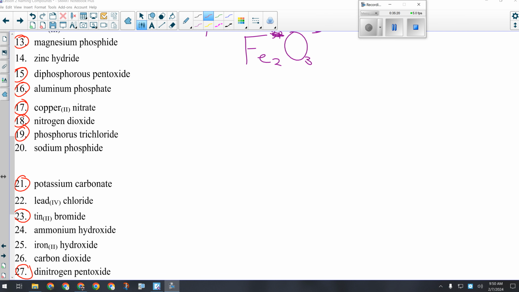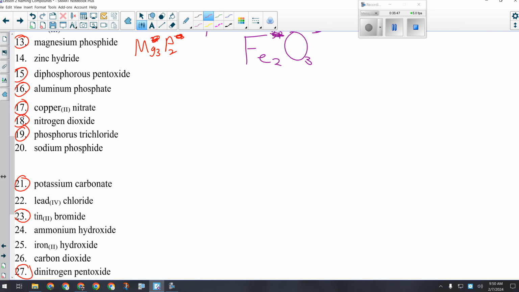All right, so our first one there, magnesium phosphide, ionic or molecular? What do we think? It's ionic. Magnesium is a metal. Okay, so we follow our ionic rules. We write the formula for magnesium, and its charge 2+. It's with phosphorus, that's P, and it's a -3. Mg3P2. Okay, that would be our formula for that one.